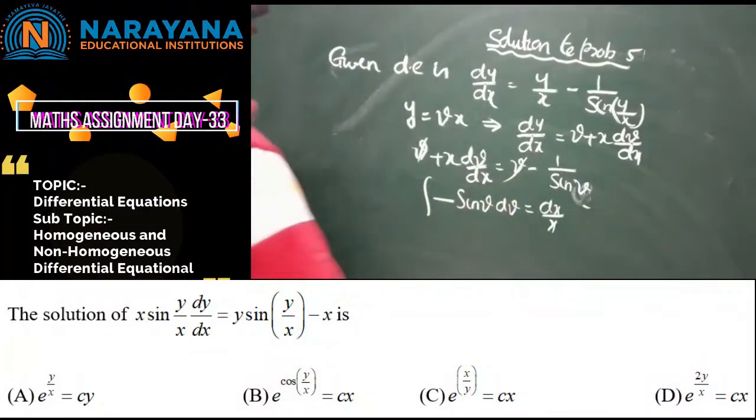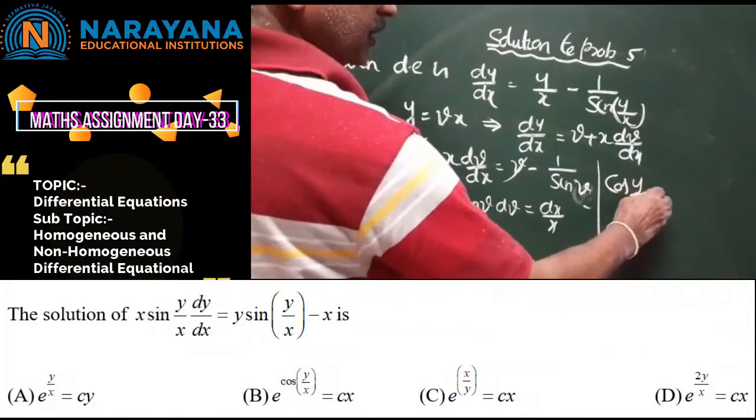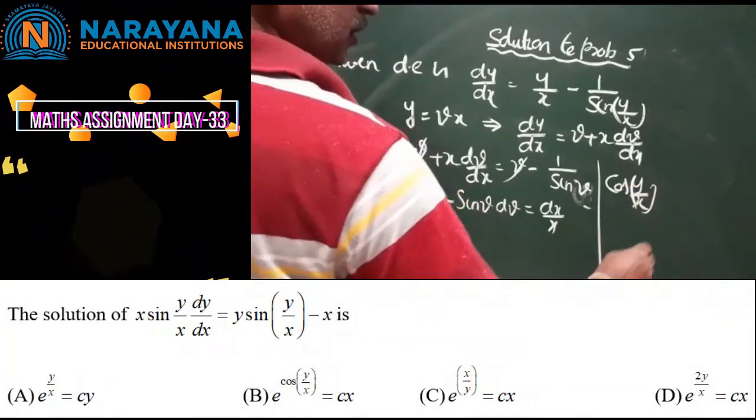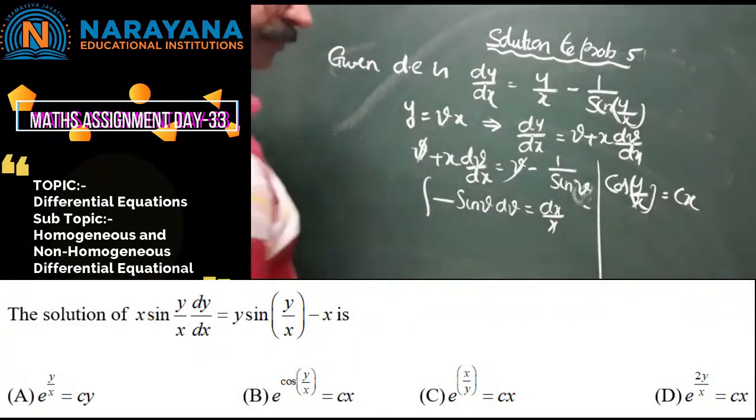Integral sin v is cos v. So we can get the value, with v substituted as y by x: cos y by x equal to cx, which is the solution for the problem. Question 2.